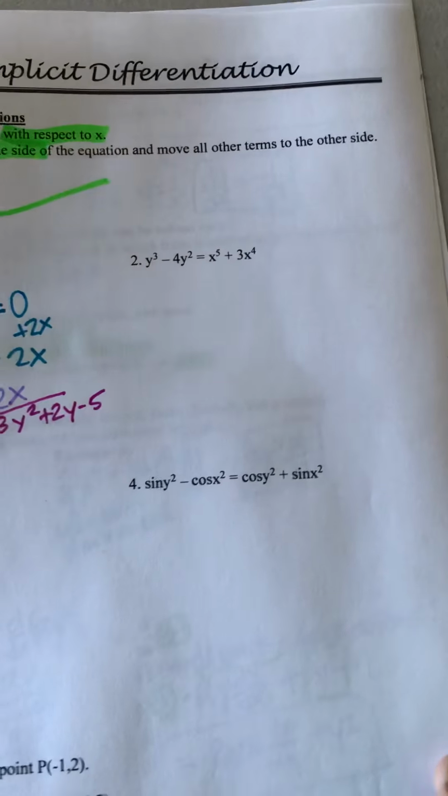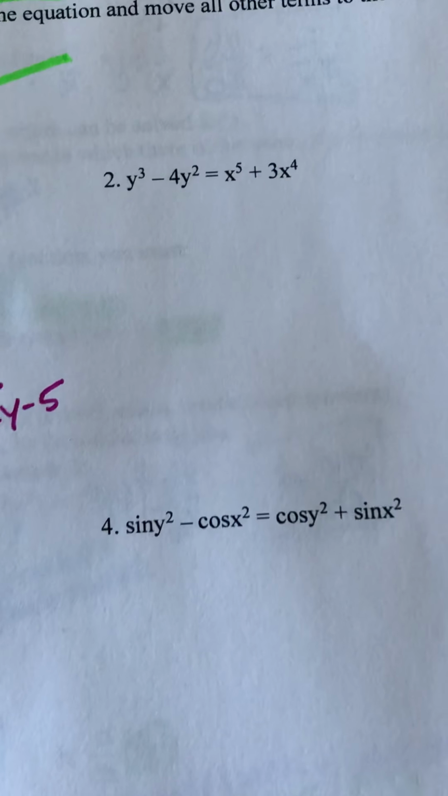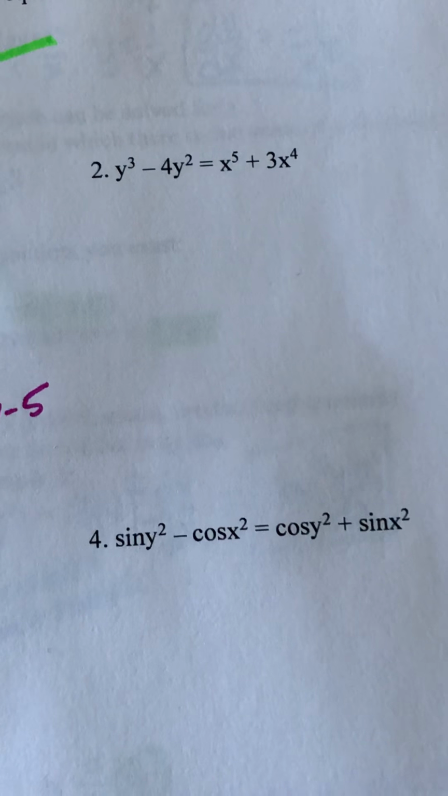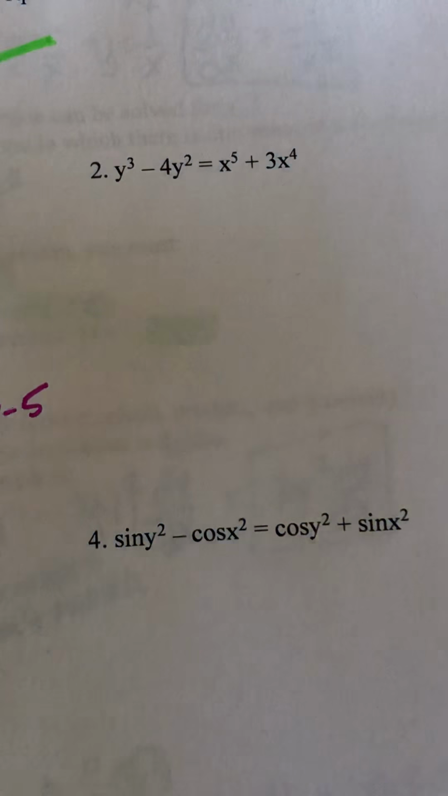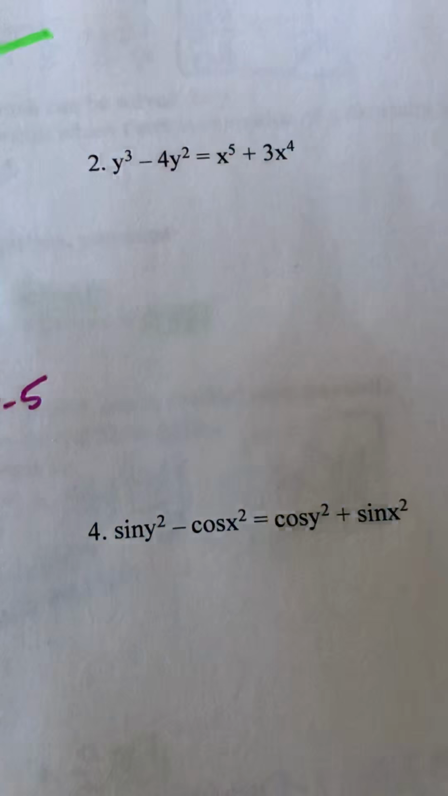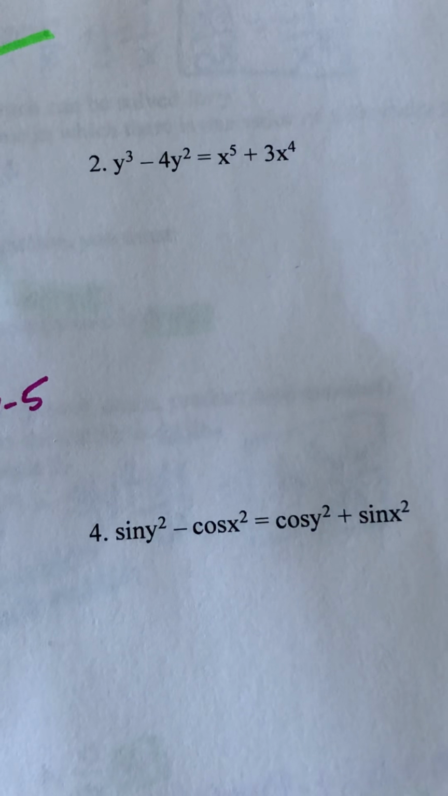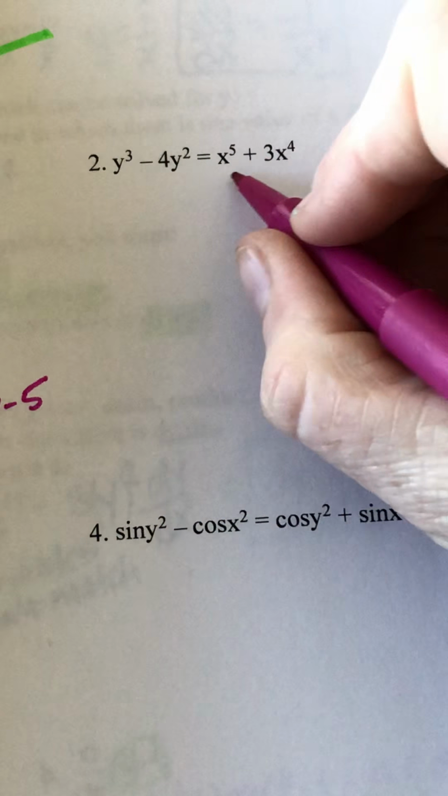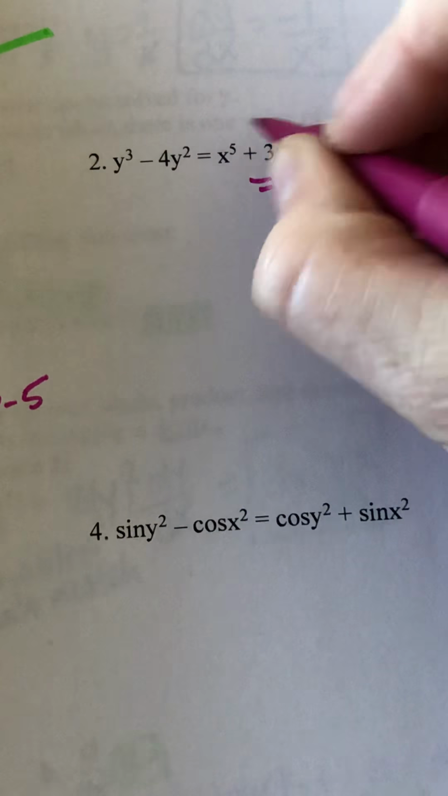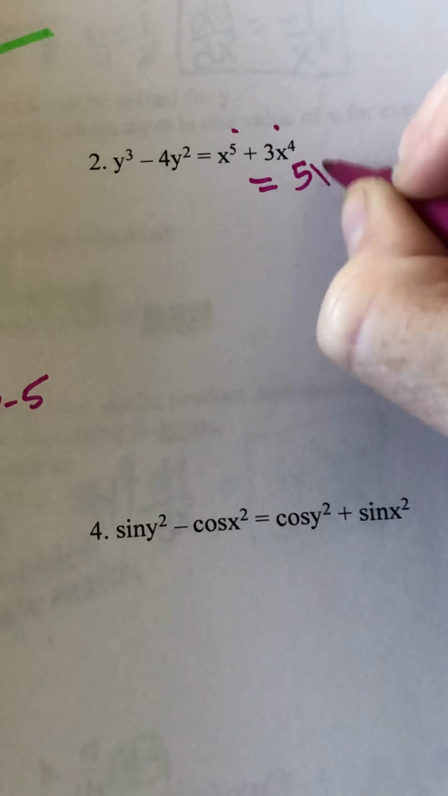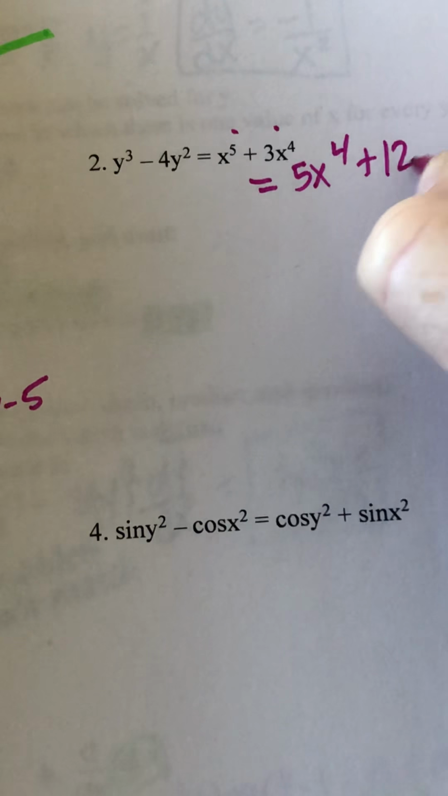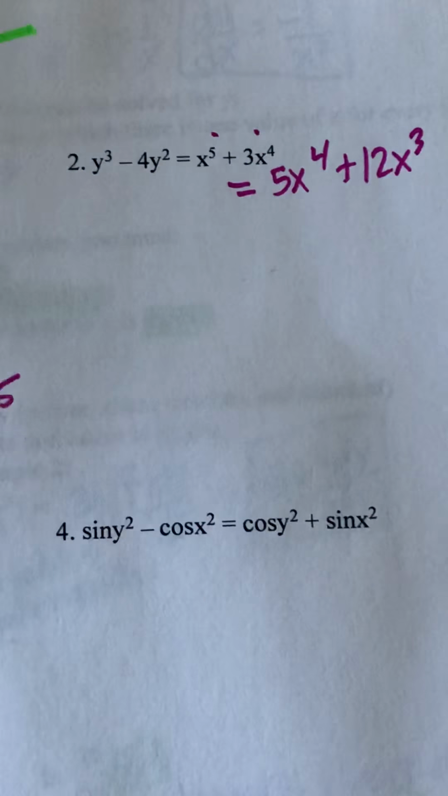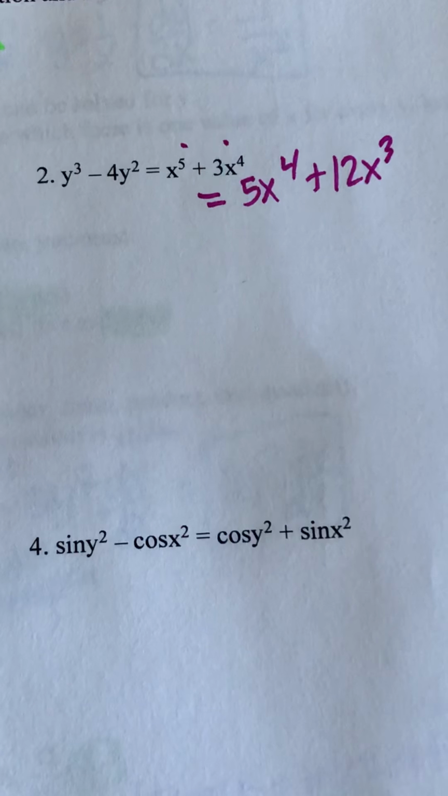All right, let's try a couple more. Number 2. Basically you're just taking the derivative, and if you see a y, you tag on dy/dx. Like, don't make it too much harder. On the right side, these are both x's, so it's just 5x to the 4th plus 12x to the 3rd. We're differentiating with respect to x, so I don't care about dx/dx.